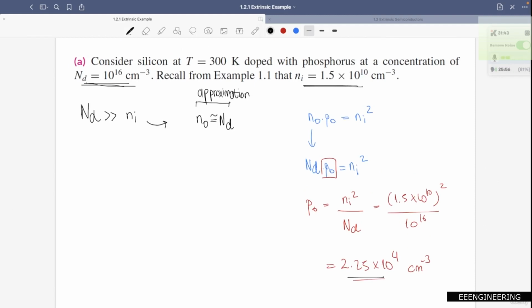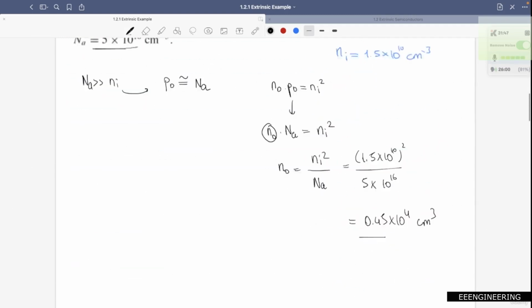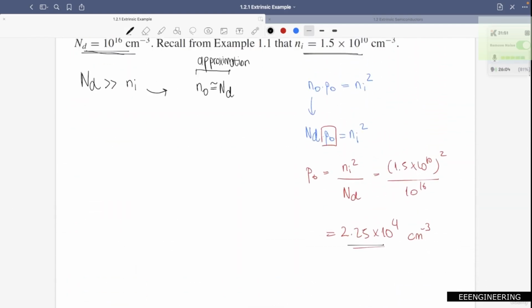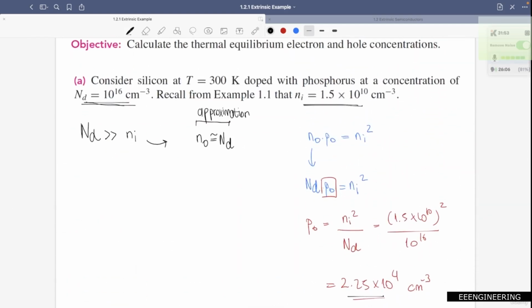So basically, we have calculated P0, which is 2.75 times 10 to 4, right? And also we have calculated N0, which is 0.45 times 10 to 4. So in that case, we would clearly have a P-type material since we are having more holes than electrons. So that's the logic we have. So this is the end of the video.